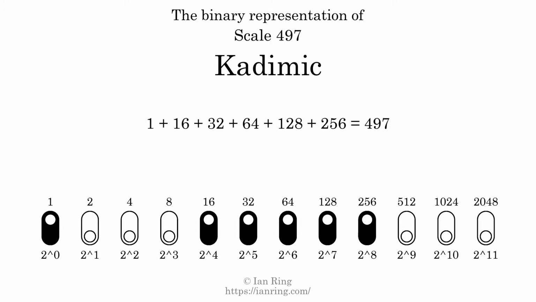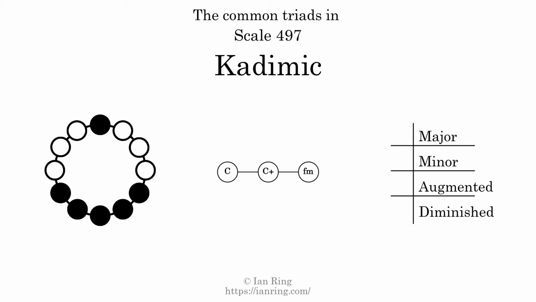The scale number not only enumerates the scale with a unique index, but it also literally describes the tonal content of the scale. Represented as a binary number in base 2, the scale number is 0001111100001. Here are the common triads present in this scale.